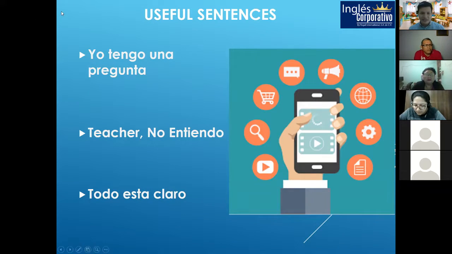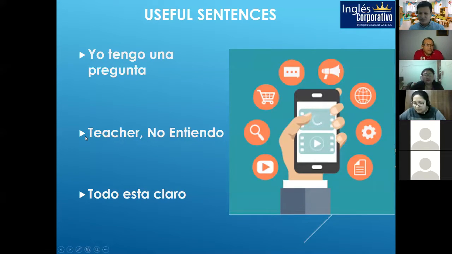Okay, útil. Useful sentences, right? And we got some useful expressions. Teníamos unas expresiones útiles, así que now I bring them to you in Spanish. Se las traje en español para que ustedes me digan en inglés. Ahora ustedes me van a enseñar a mí. Okay, veamos. What does this one mean? Yo tengo una pregunta. ¿Cómo pueden decir eso? I have a question. Okay, very good job, Eduardo.